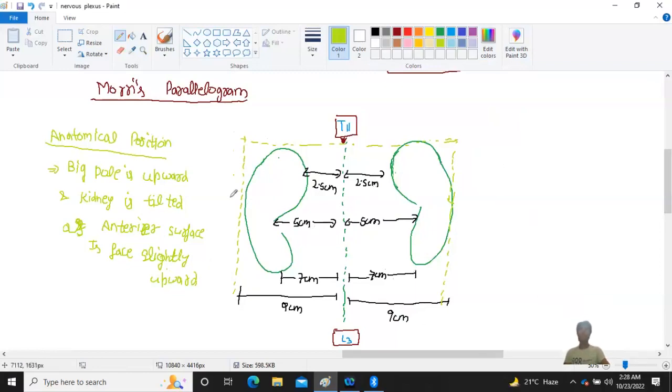Let's say this is the whole kidney. How is it oriented anteroposteriorly? This is the anterior side, and this is the posterior side. This is the kidney, with the anterior surface and posterior surface, like this. Done. So this is the Morris's parallelogram orientation, how it is oriented.